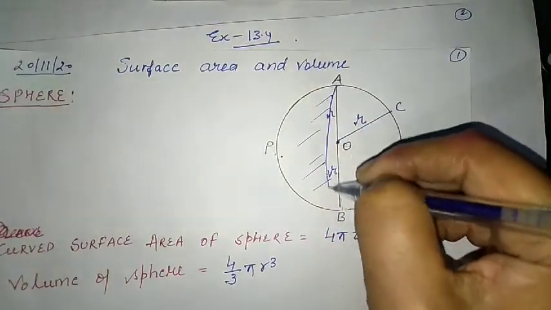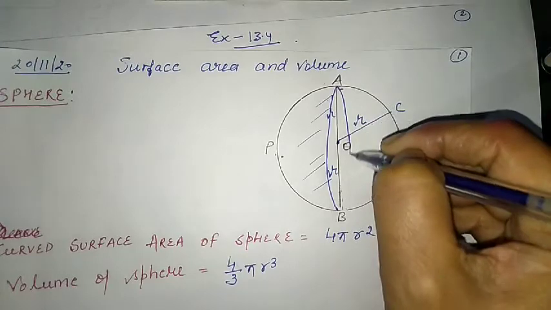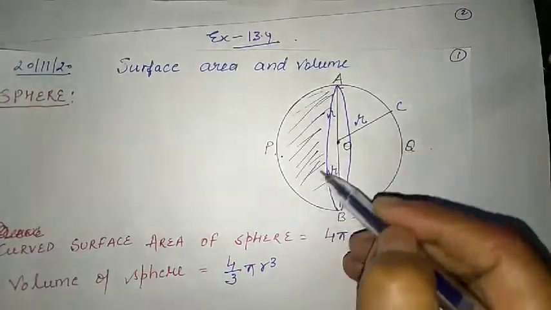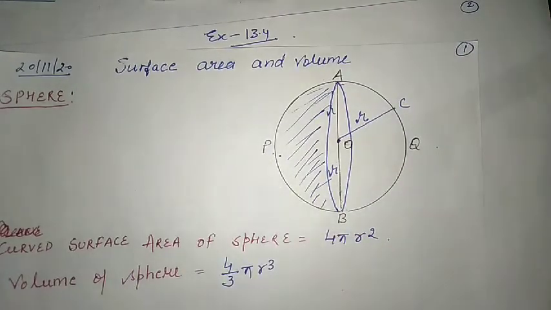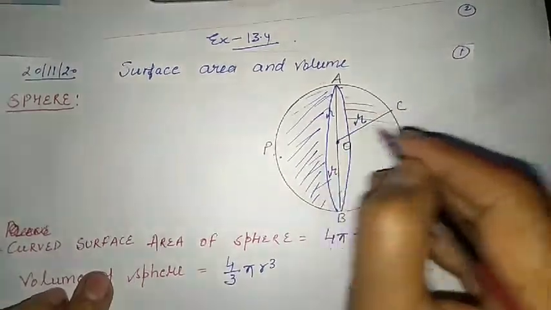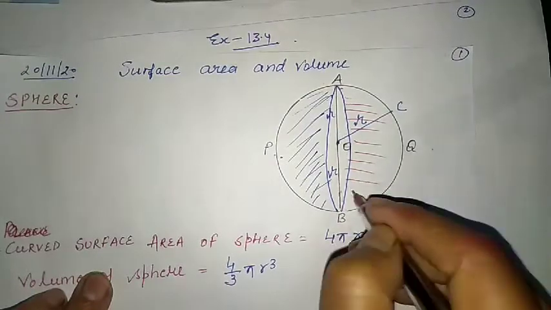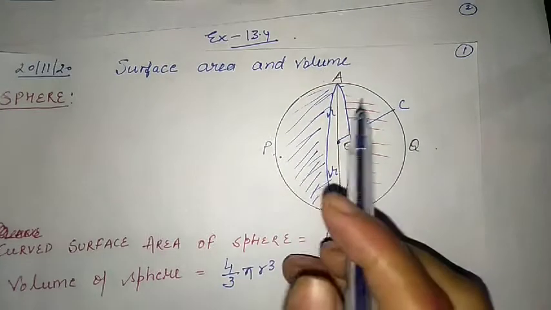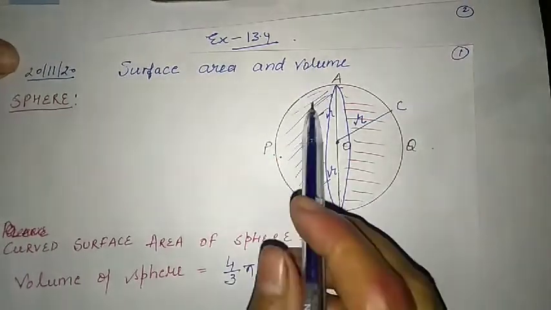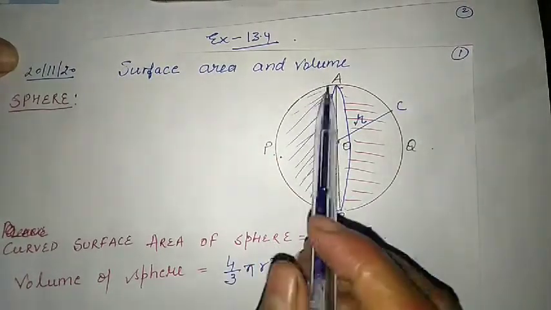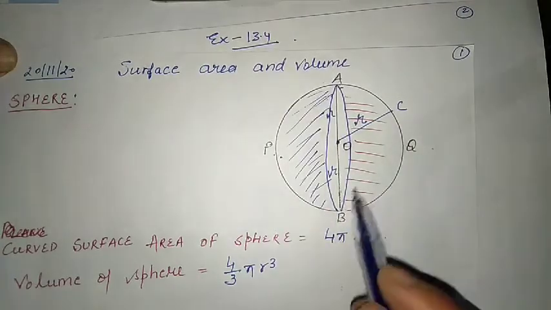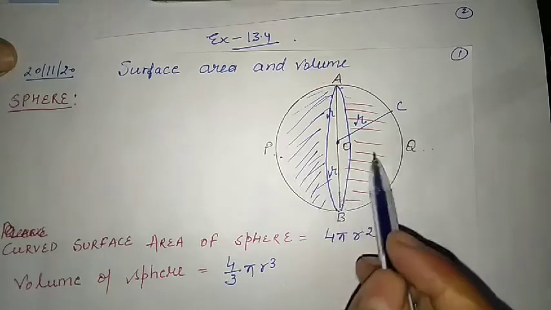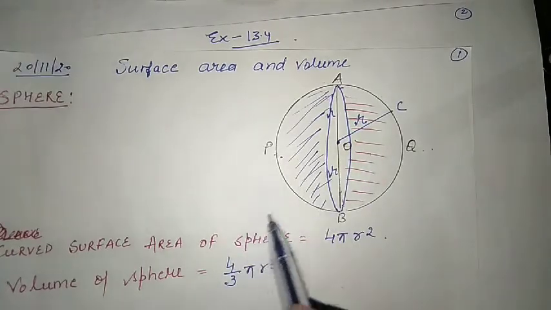If the surface is like this, each part is a hemisphere, and this is the other hemisphere. These are the two hemispheres. So in the figure, the plane passing through the diameter AB divides the sphere into two parts. Here we have A, P, B and A, Q, B. Each part is known as a hemisphere.